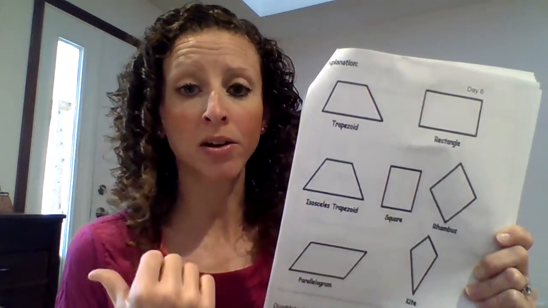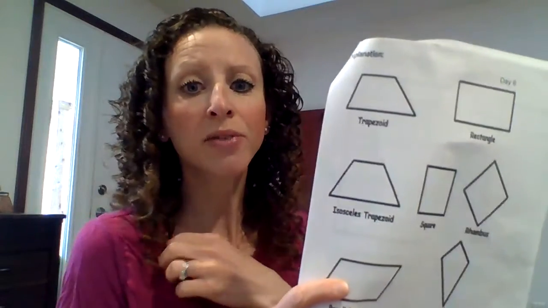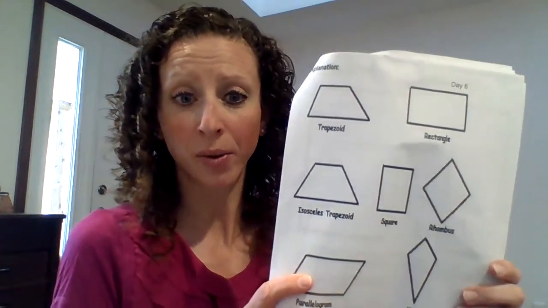You have this handy-dandy page inside your packet that you will want to get out today, and we'll use this. I drew mine on my marker board so that you and I can work together, okay? So get that ready and in front of you so that you're all set. Okay, so turn to this page. Now, while you're turning to that page, we're going to talk a little bit about those quadrilaterals.